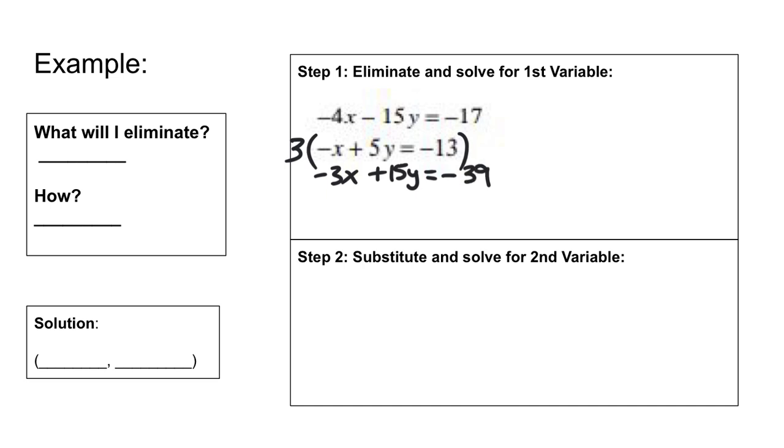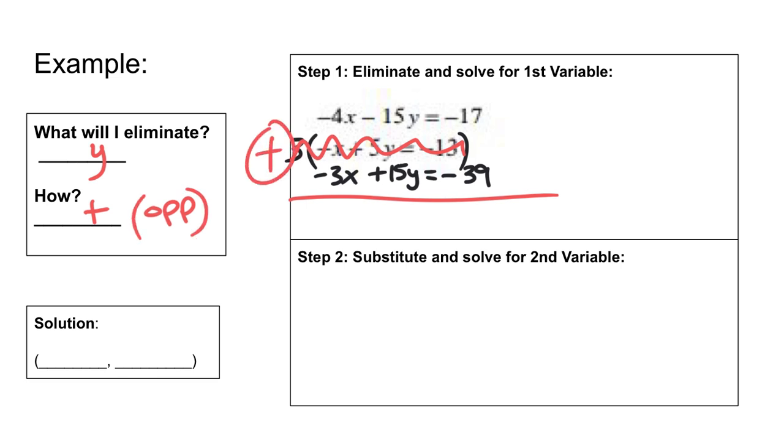Once I've changed that equation, I no longer need the original. Take it out. And now I'm going to eliminate my y. I have a negative 15 and a positive 15, so they're opposites. Because they're opposites, we're going to add. And so I'll add everything here to eliminate. Negative 4 plus negative 3 is negative 7x. My y's are gone. Negative 17 plus negative 39 is going to be negative 56.